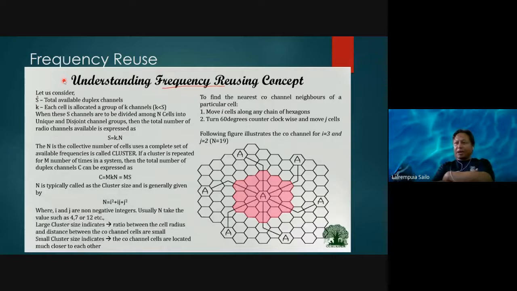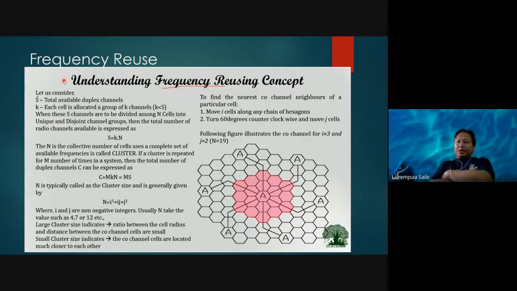S is the total number of duplex channels, which are divided among N cells into unique and disjoint channel groups. Then the total number of radio channels available is expressed as S equal to K multiplied by N. K means what? K is the group of channels each cell is assigned. K multiplied by N is called S, the total available duplex channels.